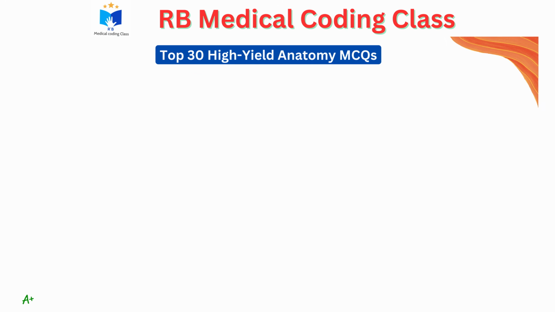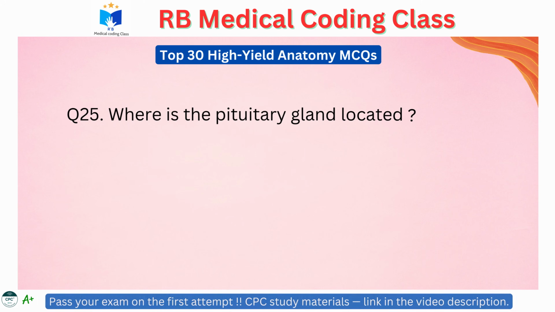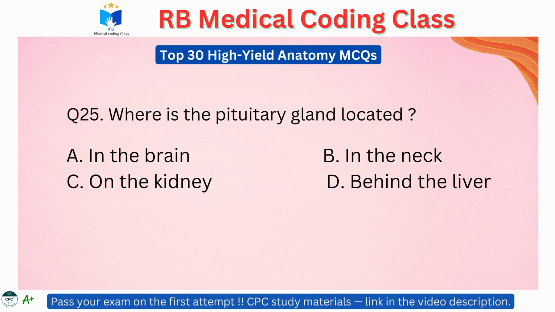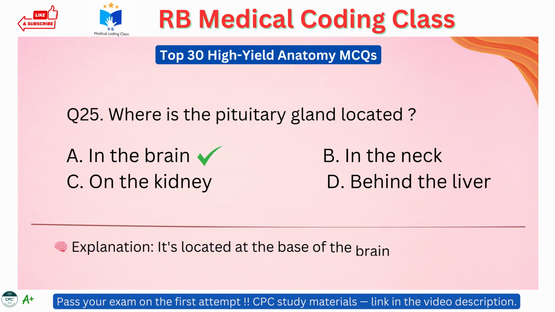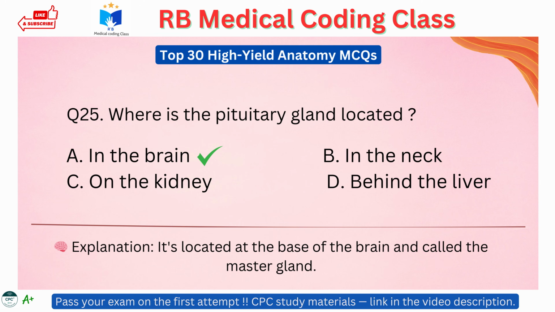Question 25. Where is the pituitary gland located? A. In the brain. B. In the neck. C. On the kidney. D. Behind the liver. Answer. A. In the brain. Explanation. It's located at the base of the brain and called the master gland.